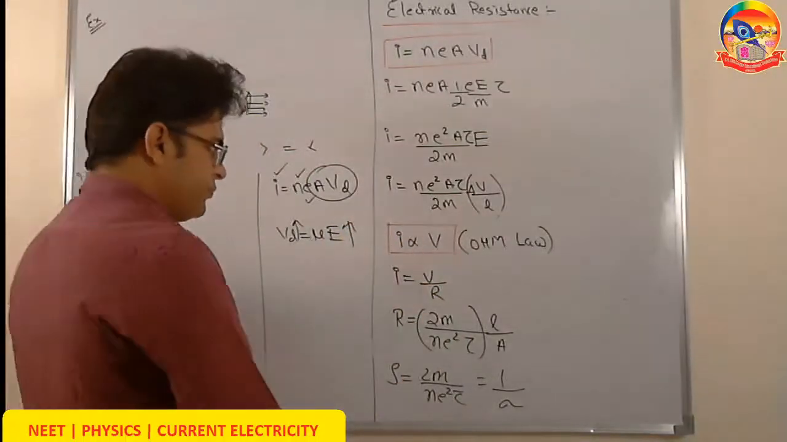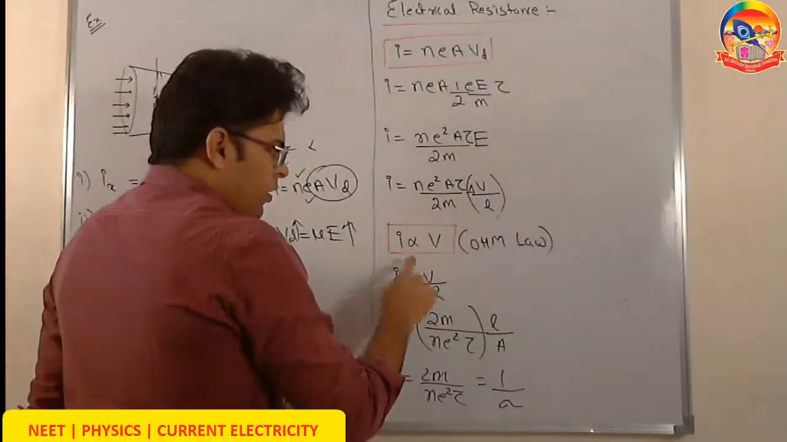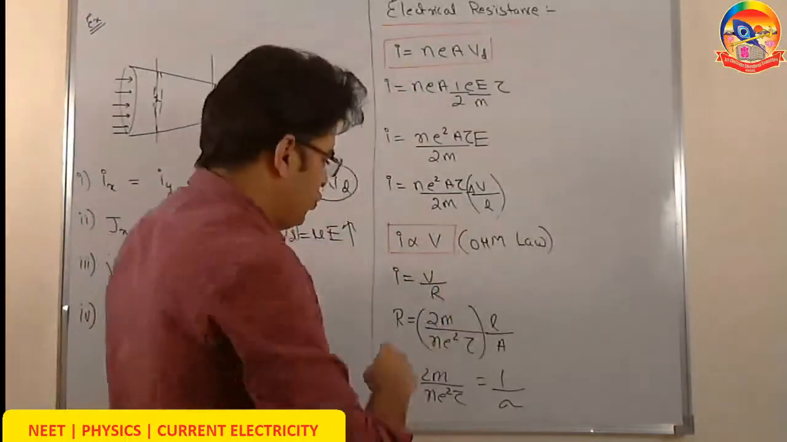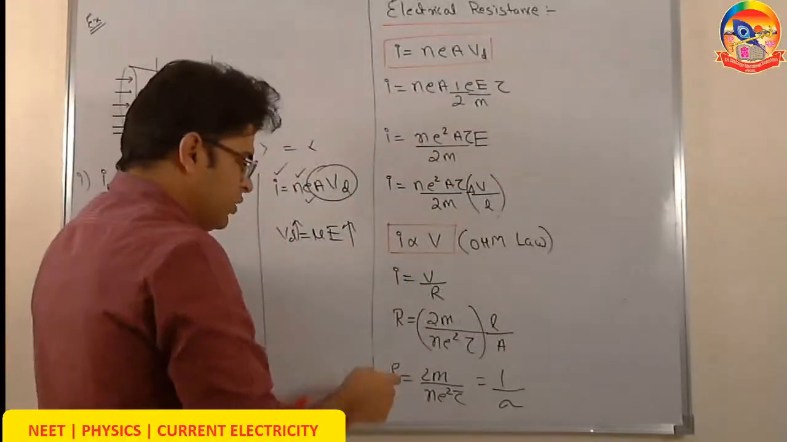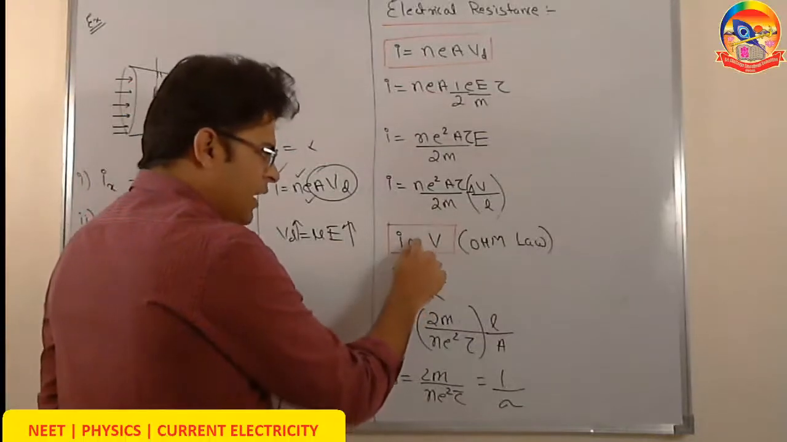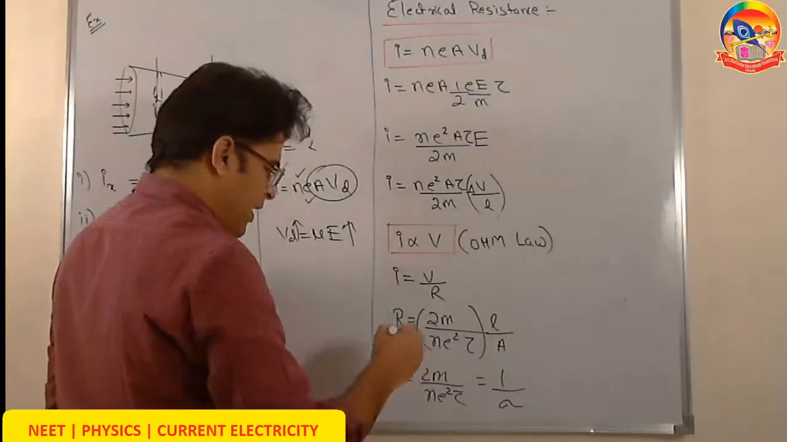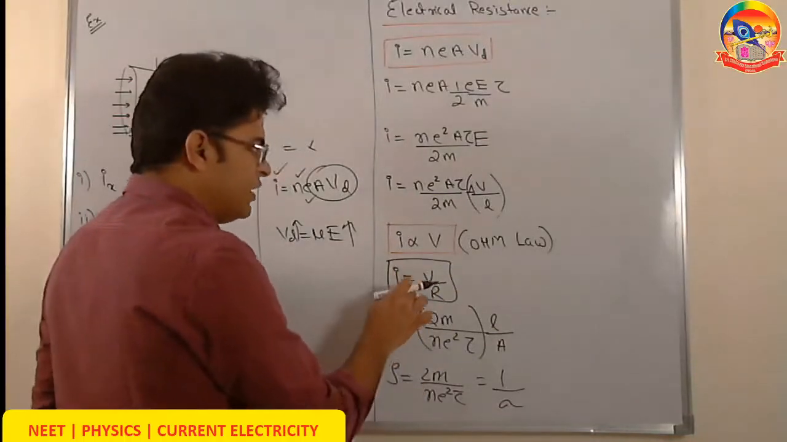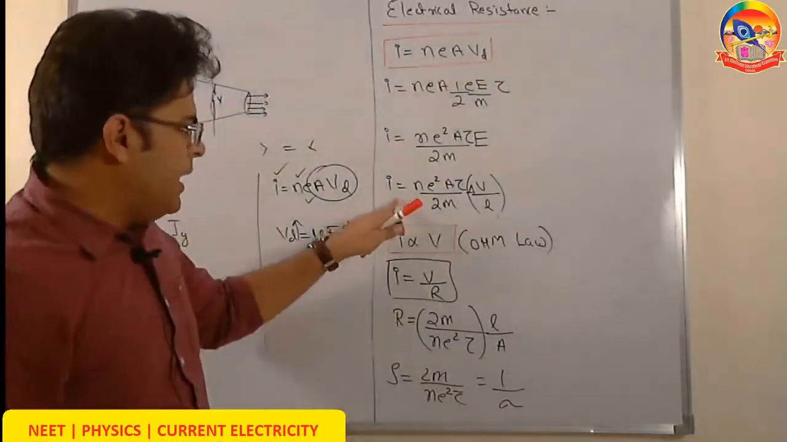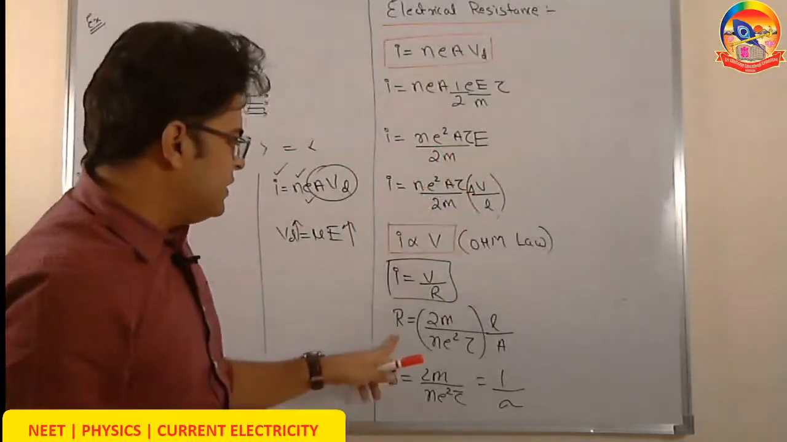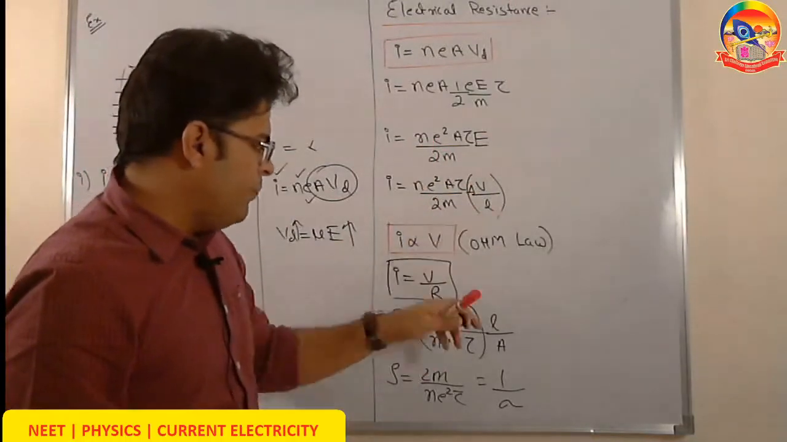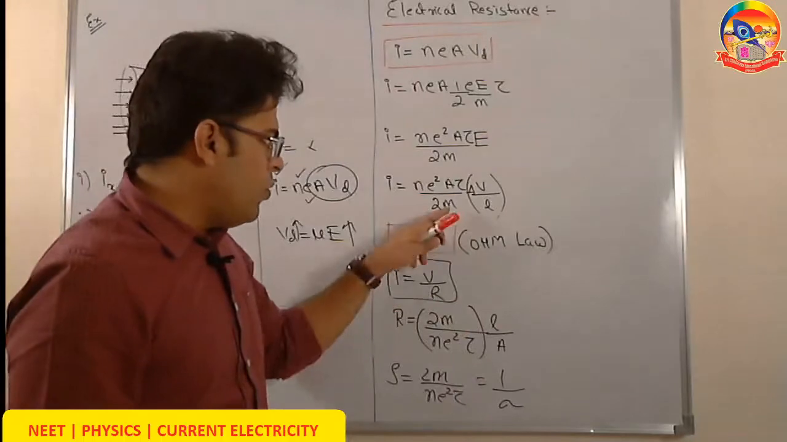Now here, in Ohm's law, we know that Ohm's law is V equals IR, so I has to be equal to V by R. So when we rewrite it by adding the proportionality constant 1 by R on the right-hand side, we get I equals V by R, and when we compare this equation with this one, I equals delta V by R, we get resistance equals 2mL by n e squared tau A.